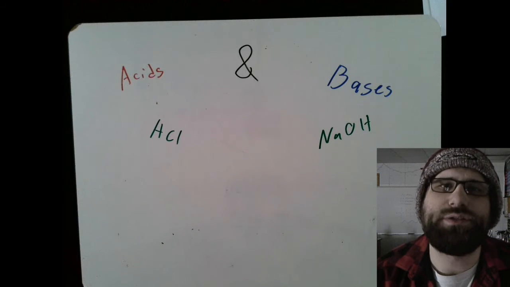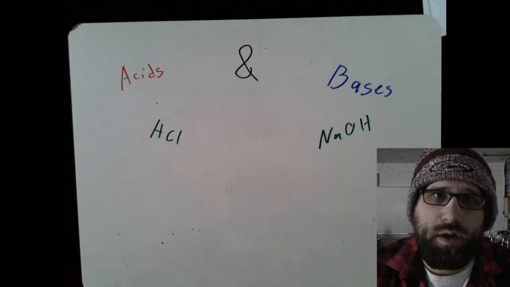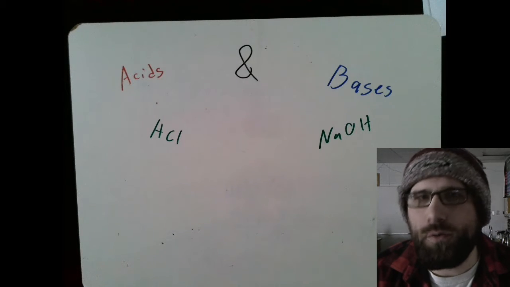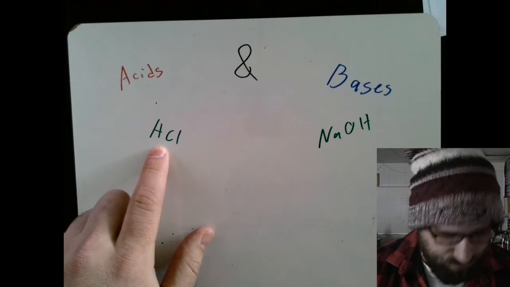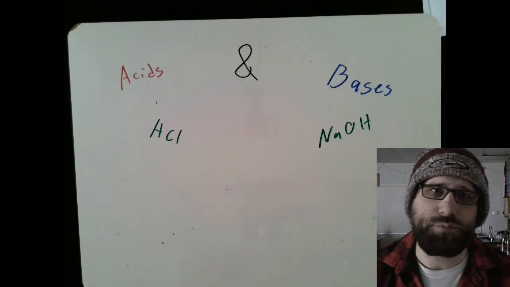Our next unit is going to focus on acids and bases. In order to understand what an acid and what a base is, we're going to go through one example of each: hydrochloric acid, just simple HCl, and sodium hydroxide, NaOH.